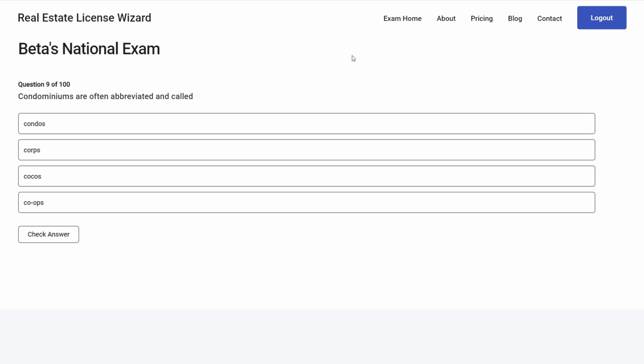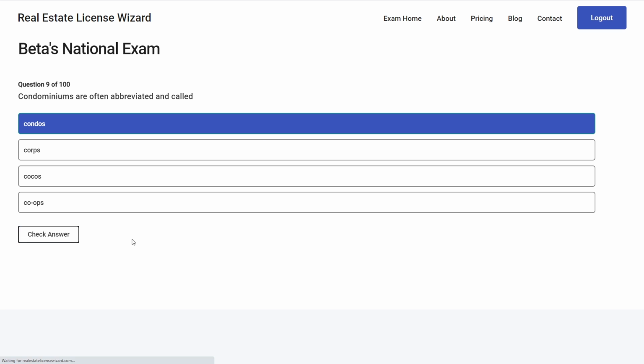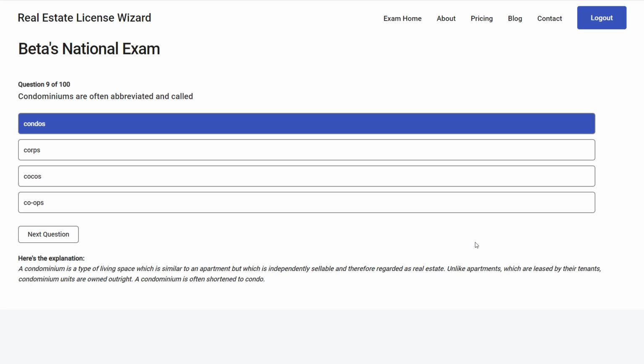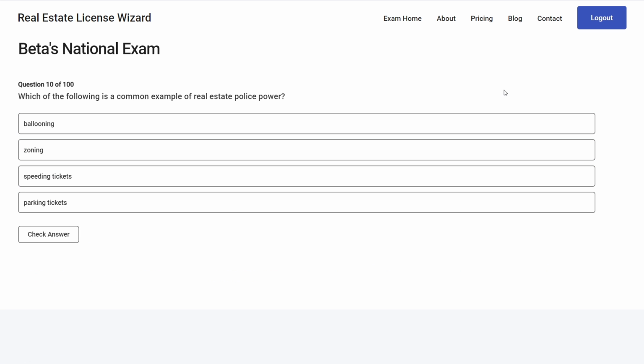All right, the correct answer for this one is condos. So a condominium is often abbreviated condo, and basically it's just a type of living space similar to an apartment, but is independently sellable and therefore regarded as real estate. Now, unlike apartments, which are leased by their tenants, condominiums are owned outright. A condominium, as I mentioned earlier, is shortened usually to condo.